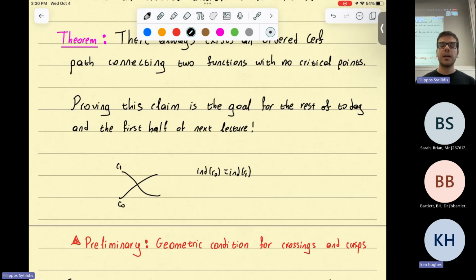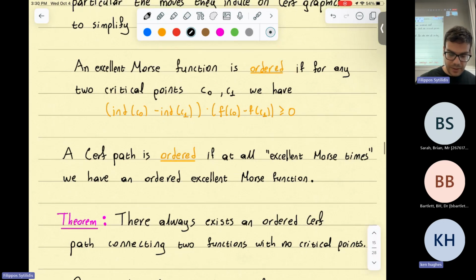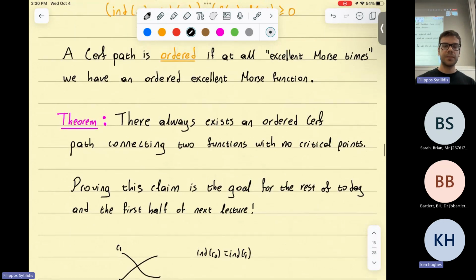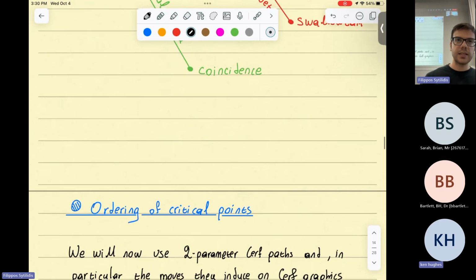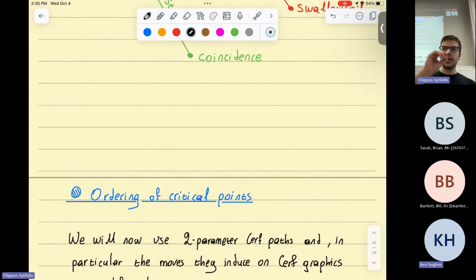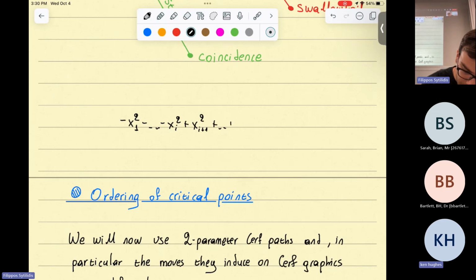What is the index? If you remember, when we defined the Morse critical points, we said a Morse critical point has a specific local behavior. So it looks like minus x1 squared, and so on, minus xi squared plus xi plus 1 squared, and so on. So i is the index.